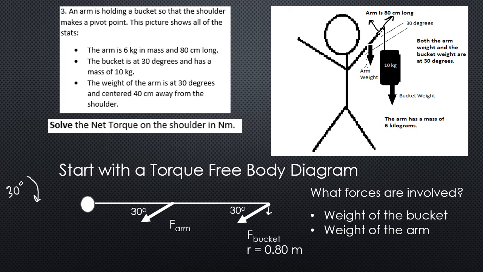Let me clear off some of this extra stuff here. So we know that the distance of the bucket is 80 centimeters or 0.8 meters. And we know that the weight of the arm is, we're going to assume it's centered right in the middle of the 80 centimeter arm, which would be 40 centimeters or 0.4 meters.